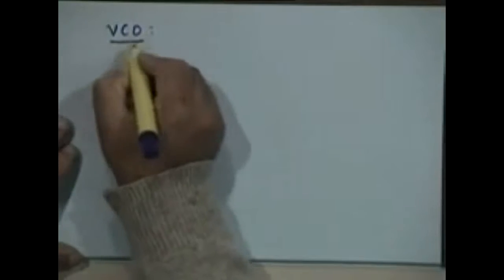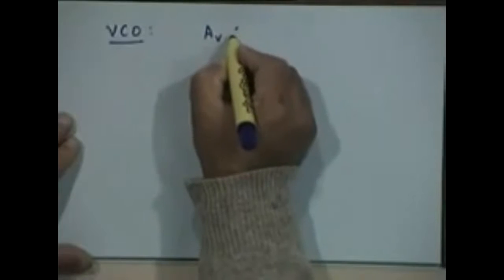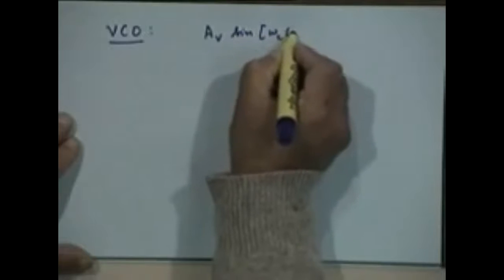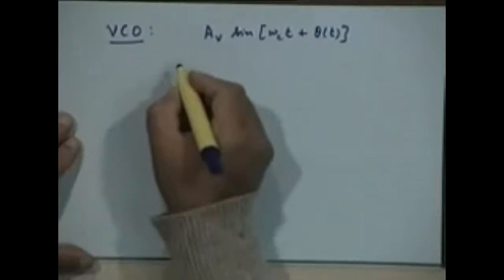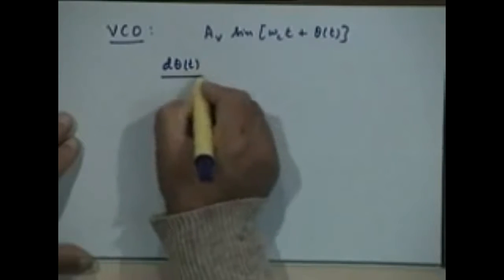The VCO can be modeled in the same way that we modeled an FM signal, because after all the VCO is performing the same function. It will produce an output whose frequency deviation depends on the input voltage. So, that is the characterization of the VCO. It is the same characterization. What is the instantaneous frequency deviation of the signal that I have just depicted? You are saying that the VCO is producing an output A sub v sine of omega c t plus theta of t. So, what is the instantaneous frequency deviation? It is d theta by dt.